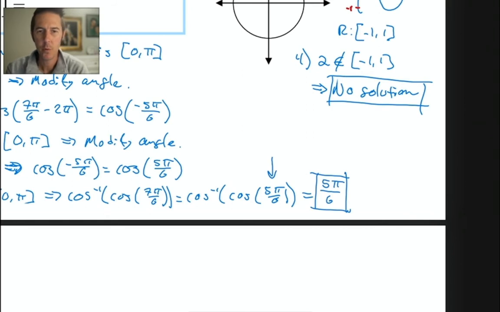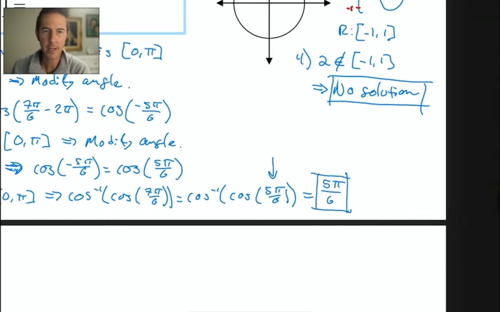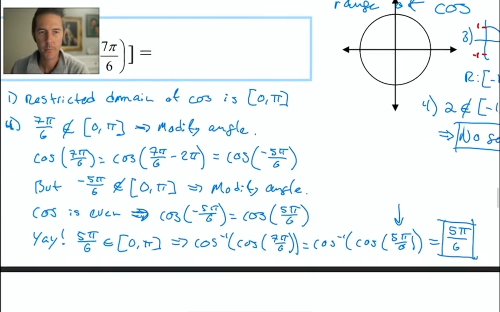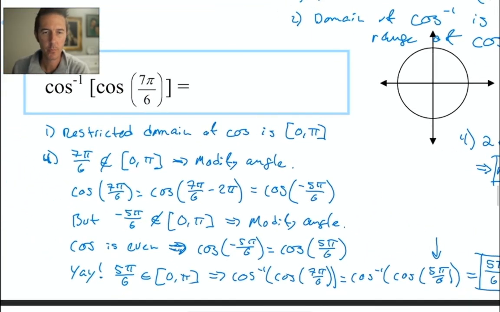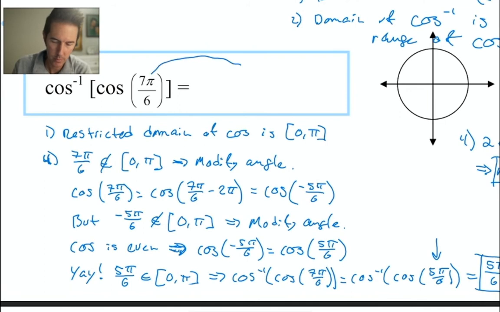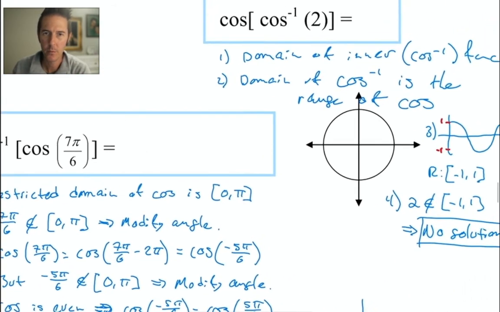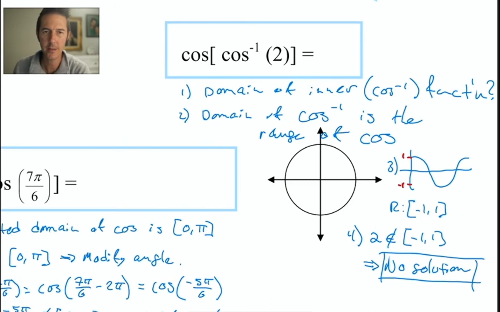Now in this problem, we were able to modify our angle measure twice. We modified the input that was going into our inner function. Why didn't we do that in the first problem that we just did? Isn't there something we could add or subtract to this? No. Why not? Because this number 2 right here is not an angle measure.